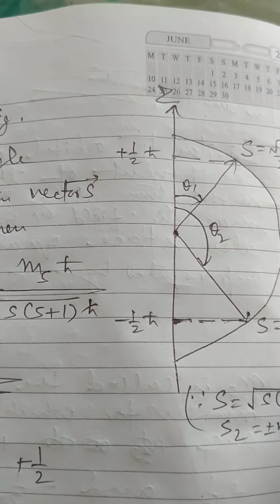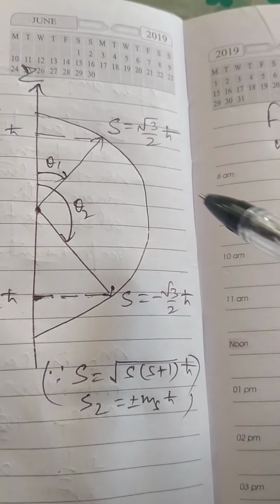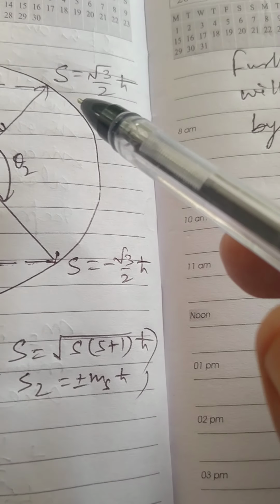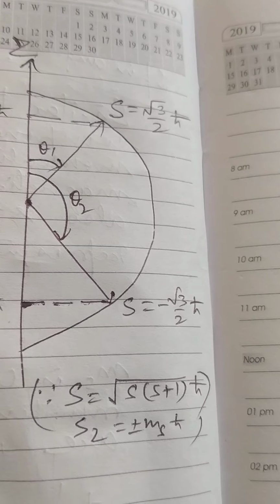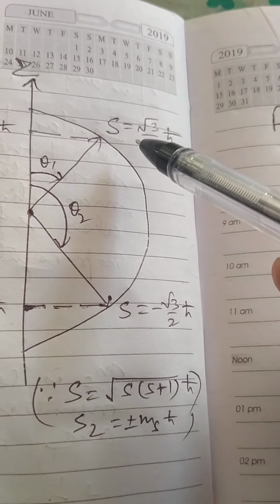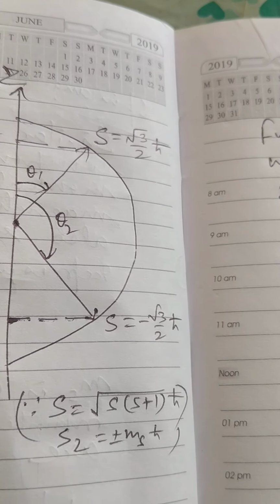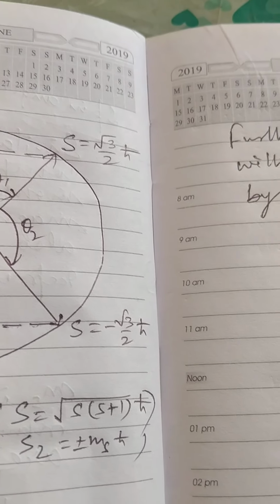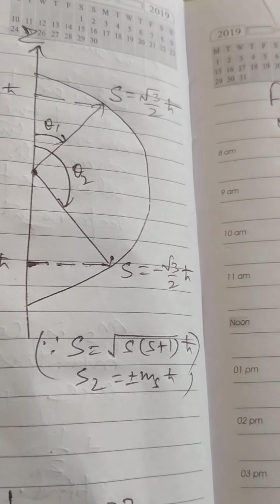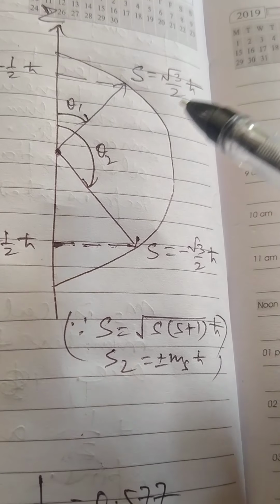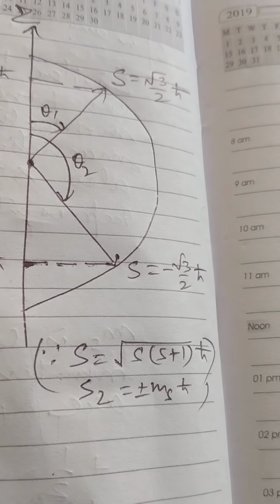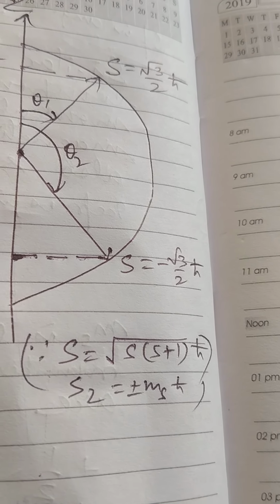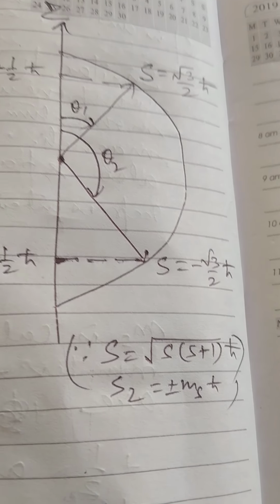Suppose that an external magnetic field is applied. Here S has two values. S is equal to root S plus 1 h cross, so it is root 3 by 2, because S is equal to half, and half plus 1 is 3 by 2. So root of 3 by 4 will give you root 3 by 2 h cross. And Sz is equal to ms h cross, plus or minus half h cross. So S is equal to plus root 3 by 2 h cross, and S is equal to minus root 3 by 2 h cross.